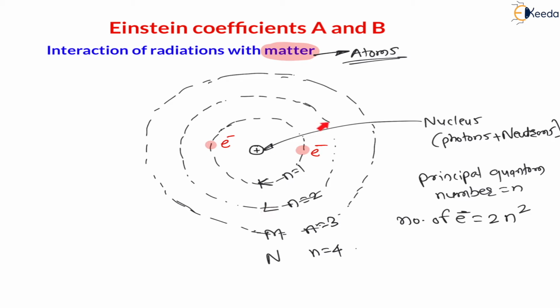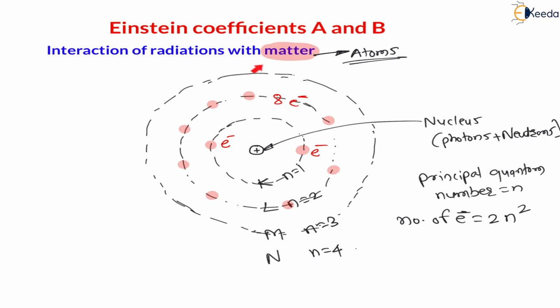Similarly in the L orbit the principal quantum number is 2. 2 square is 4, into 2 is 8. This means in the L orbit the maximum possible electrons can be 8: 1, 2, 3, 4, 5, 6, 7, 8. Therefore here I can write 8 electrons.